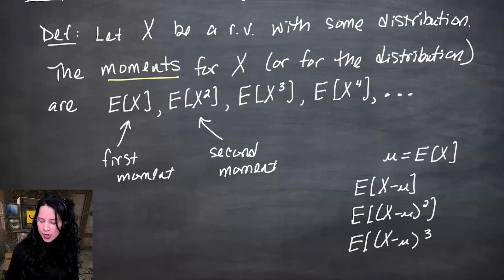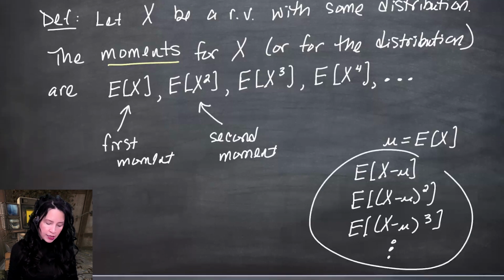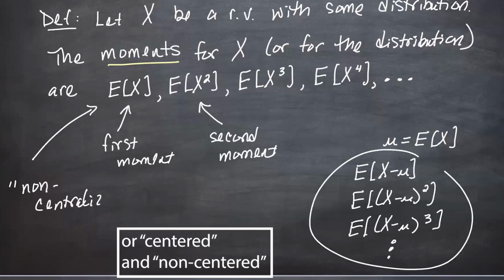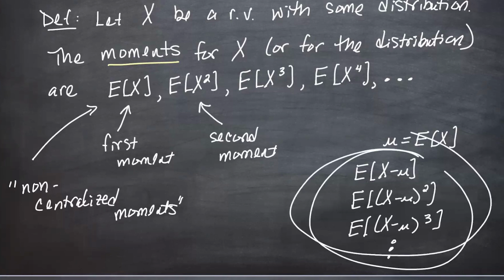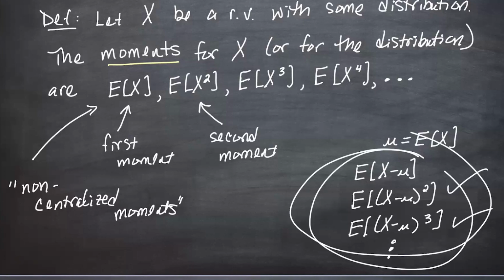We're not going to need these for a while, but these are called centralized moments, and these are technically non-centralized moments. We're just going to call them moments, and if we need to talk about these, we'll call them centralized moments. But I'm not going to spring that on you. I will define these if we're talking about these. So yeah, you may have seen moments defined either way, but there's actually two ways to define them. Some are centered around the mean and some are non-centered around the mean.